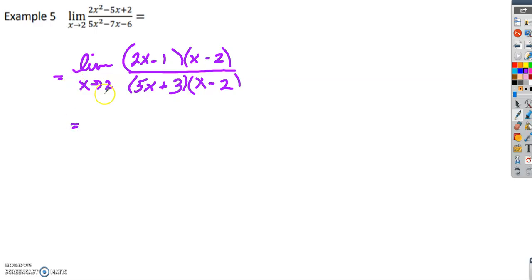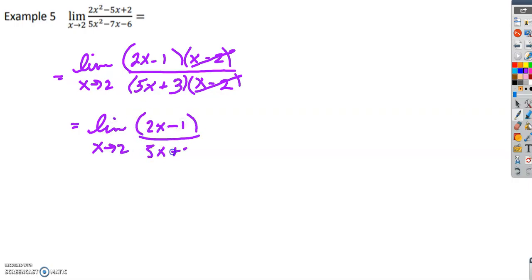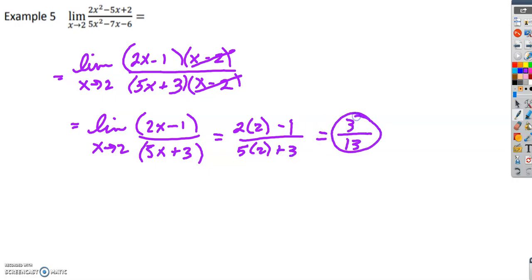Okay, so check out what happens again. This 2, which would make the 0 over 0, cancels. That's kind of our whole point. We can reduce this down to 2x minus 1 over 5x plus 3. Now I can actually plug in 2, which gives me 3 over 13 as my limit.